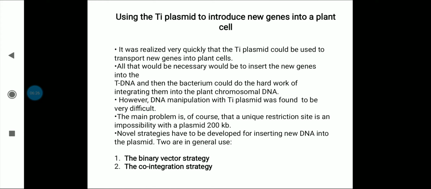Now scientists realized very quickly that the Ti plasmid has the capacity to transfer new genes into plants. That started the beginning of research in development of the Ti plasmid as a vector. However, they found that DNA manipulation is very difficult, especially introduction of multiple cloning sites into the Ti plasmid was found to be very difficult. So they developed two strategies to insert new DNA into the plasmid, and they are the binary vector strategy and co-integration strategy.